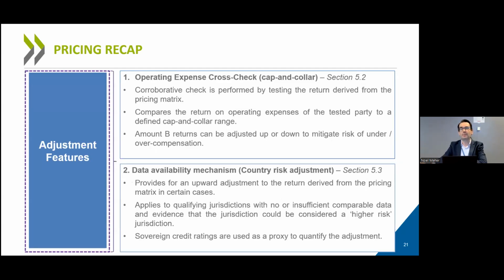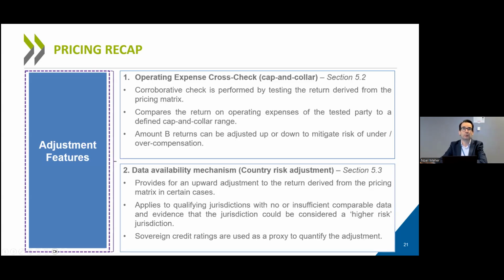So before we get to maybe a demonstration of the pricing automation tool, which will help bring some of these key features to life, just to quickly articulate what those 2 adjustment features are. So first of all, we have this operating expense cross-check. This is intended to recognize that we do use return on sales in the pricing matrix, and that may not always be the best profit level indicator for every single distributor. And therefore, this operating expense cross-check allows us to use a secondary PLI, which is return on operating expense, as effectively a corroborative check to safeguard against over and under remuneration.